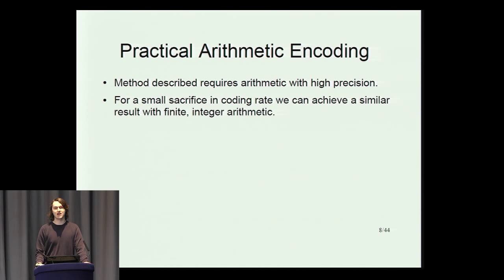The problem with what I've just described is I've been performing calculations that would require infinite precision arithmetic. If you consider a file of several gigabytes, this is a really, really long floating point number, which is just not possible to do on modern hardware if we try to do calculations of that size. There is, however, a way of achieving roughly the same thing using only unsigned integer arithmetic. We make a small sacrifice, however, in the compression rate we achieve.